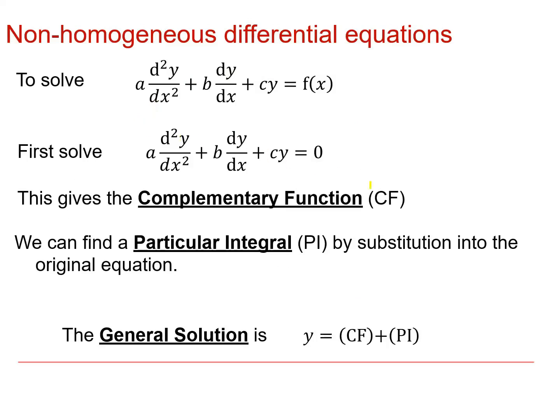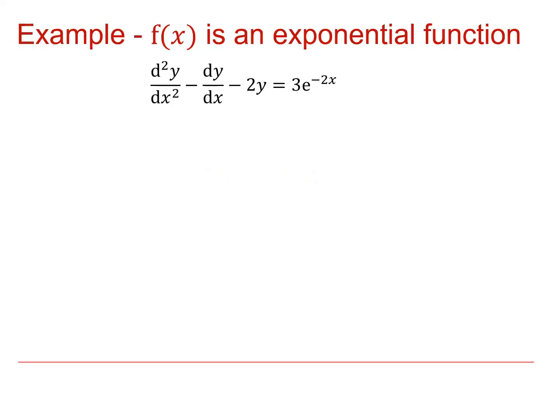It's just a reminder that we get the complementary function from the homogeneous version of the equation. We find the particular integral by using a trial function that's of the same type as this function on the right hand side, f(x), and then we form the general solution by adding together the complementary function and the particular integral. Let's have a look at this example.